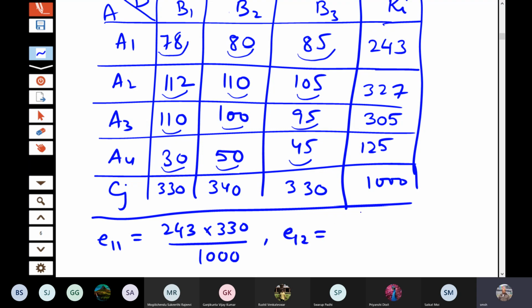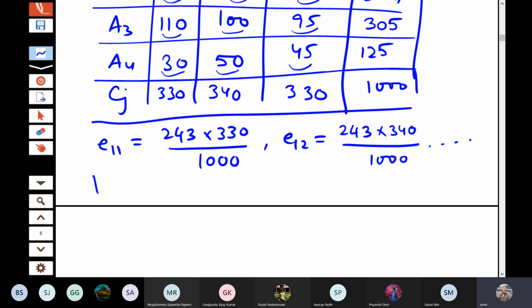Similarly, E12 will be equal to 243 into 340 divided by 1000 and so on. So basically, if I am looking at a particular cell, the expected frequency of that cell, you can just look at the corresponding totals on the row side and the column side, multiply them and divide by the total n. So you can do this calculation and then calculate the value of W.